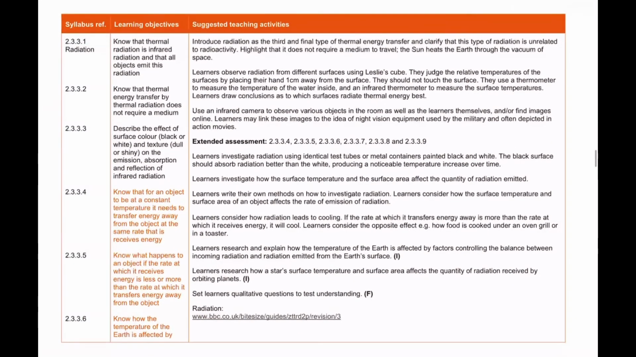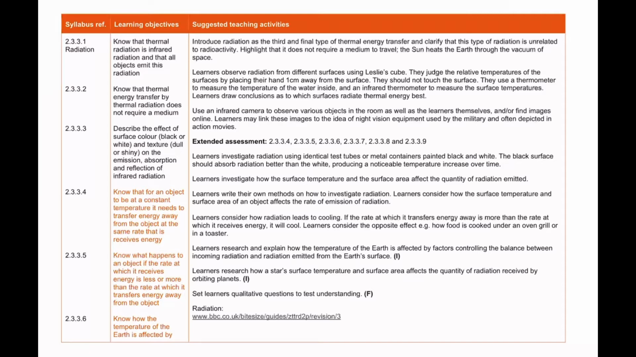Key concept 2.3.3.1: Radiation. Learning objectives. Know that thermal radiation is infrared radiation and that all objects emit this radiation. Know that thermal energy transfer by thermal radiation does not require a medium. Describe the effect of surface color, black or white, and texture, dull or shiny, on the emission, absorption, and reflection of infrared radiation. Know that for an object to be at a constant temperature, it needs to transfer energy away from the object at the same rate that it receives energy.